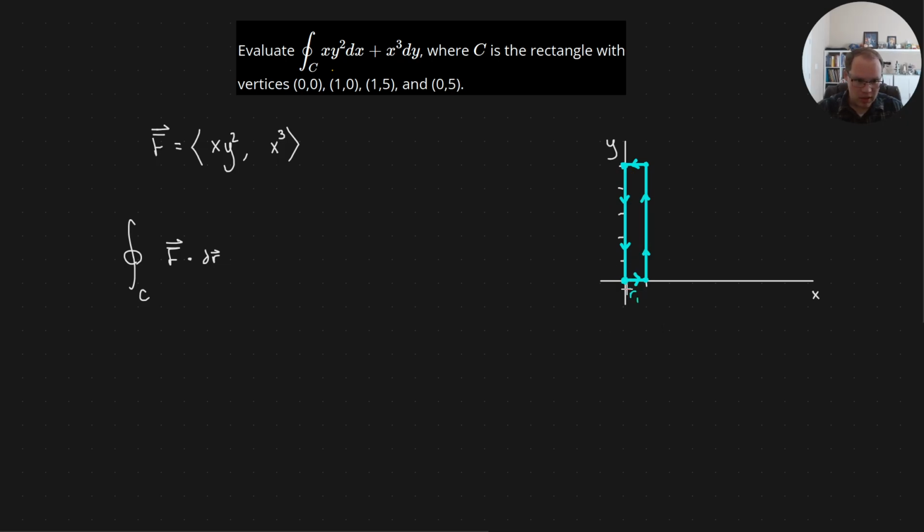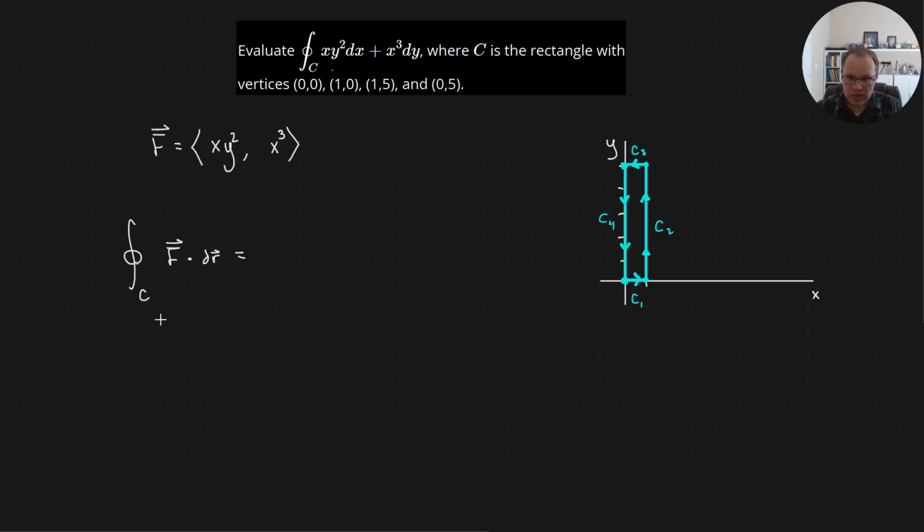Maybe this would be our first parameterization. This bottom edge, the right edge would be R2, our second parameterization. R3, R4. In fact, let's just call it C1, C2, C3, C4. We have to break these into pieces.